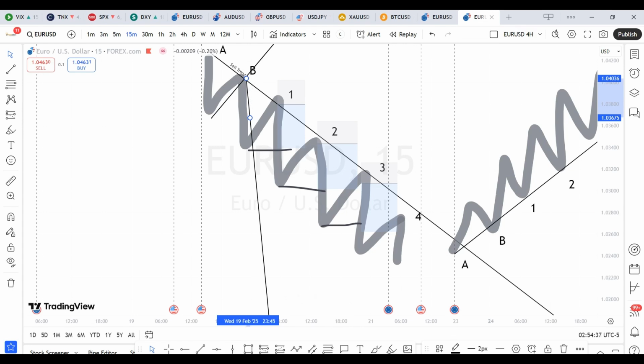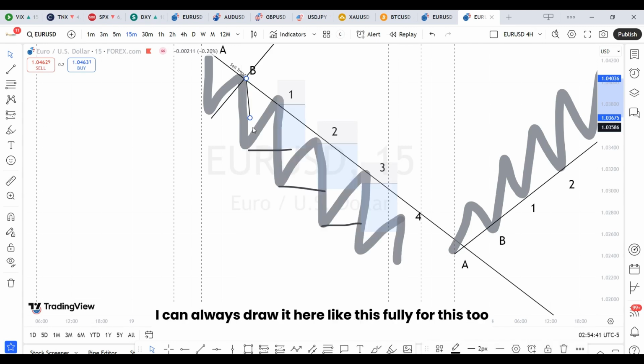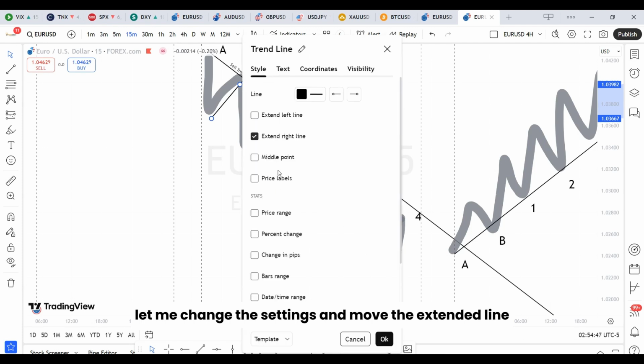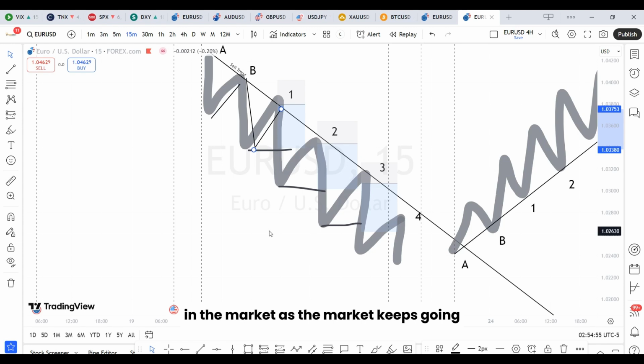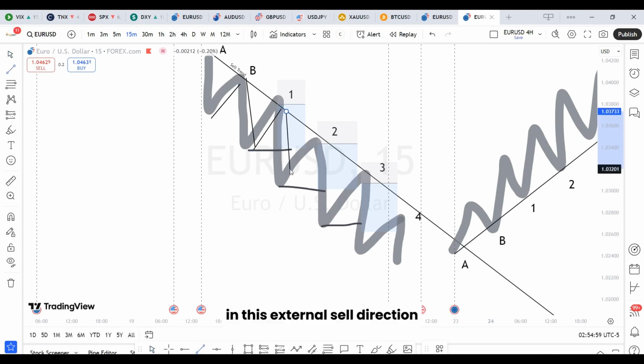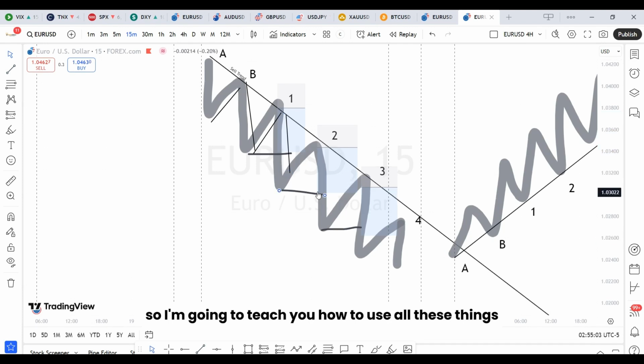Then let me change the settings and remove the extended line. I can always draw it here like this fully. For this too, let me change the settings and remove the extended line. I can always draw it like this. So we still have internal trends that happen in the market as the market keeps going in this external sell direction. So I'm going to teach you how to use all these things.